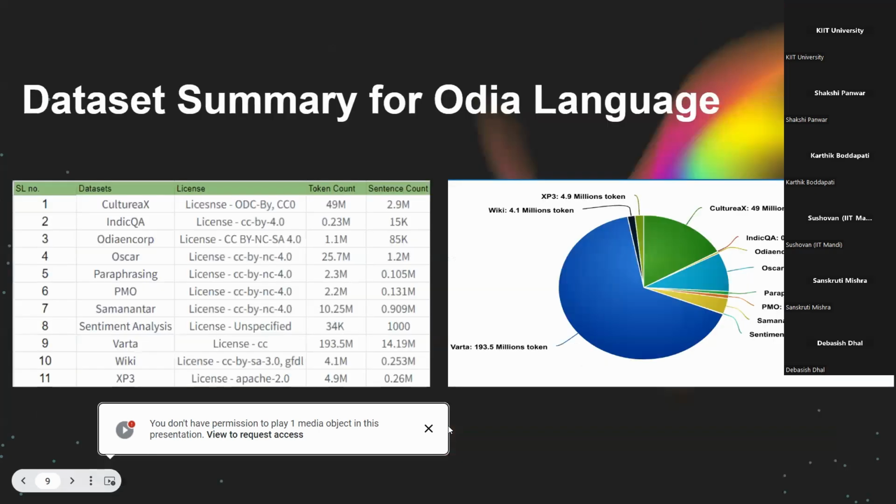After that, we are going to the data summary for the Odia language. The Odia language contains 11 datasets. First is CulturaX, which totally depends on religious language. After that is IndicCQA, which is a question-answer dataset. And after that Odia Corp, which is used for specific language tasks. And after that Oscar. These are the total 11 datasets we are using in the Odia language.